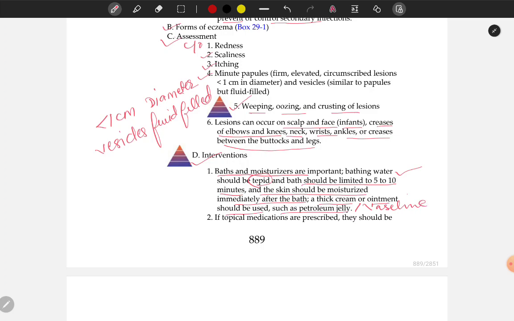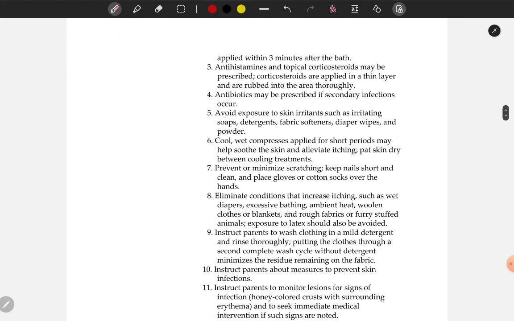So what will you tell the client? To have a bath with tap water for at least 5 to 10 minutes, and after the bath you have to apply moisturizer. Then topical medications as prescribed should be applied within 3 minutes of the bath. Then antihistamines the doctor will prescribe, or topical corticosteroids may be prescribed. Corticosteroids are applied in a thin layer and are rubbed onto the area thoroughly. Antibiotics will be prescribed only if there is any secondary infection.